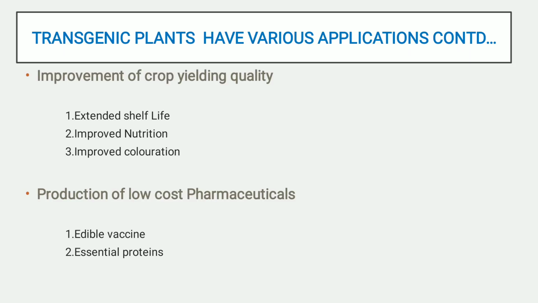Next, they also have other applications, that is the crop yielding quality, right? That is extended shelf life, improved nutrition, improved coloration, and they also can be used for the production of low cost pharmaceuticals, that is the edible vaccine and the essential proteins.